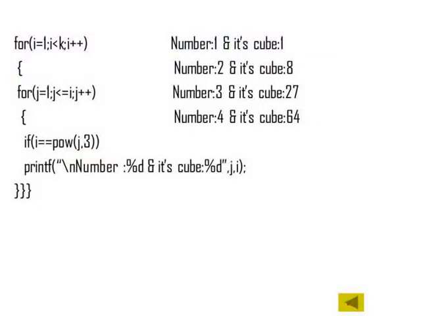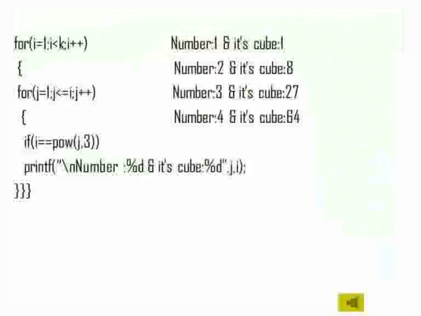So, here if you see the first step, now i is equal to 1 and j is also equal to 1. So, the condition j is less than or equal to i is satisfied, 1 is less than or equal to 1. So, it enters the inner loop and it checks the condition: is i equal to power of j comma 3? The value of i is 1, the value of j is also 1. So, it checks whether 1 is equal to 1 cube, 1 cube is also equal to 1. So, it accepts this condition and prints the value 1 comma cube.